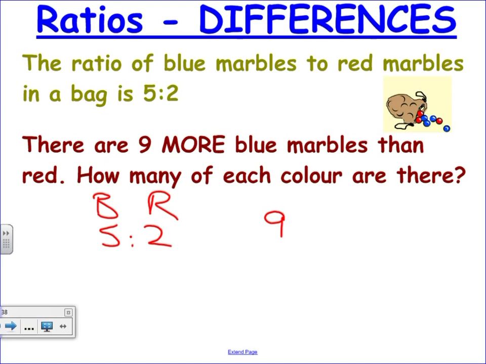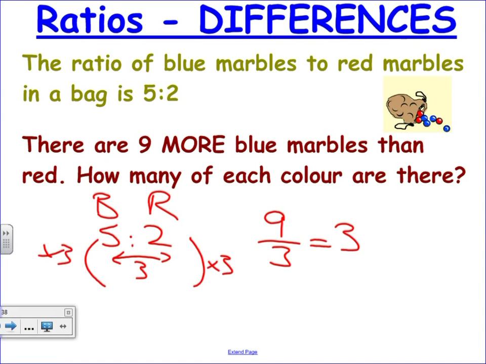So what do I have to do? Divide. What's the difference in these two? 3. So the difference in my ratios is 3. The difference in my totals is 9. I divide 9 by 3. It tells me 1 part is worth 3. I go back here, multiply both sides by 3. 5 threes are 15 blue marbles, 2 threes, 6 red, and lo and behold, the difference between 15 and 6 is 9.